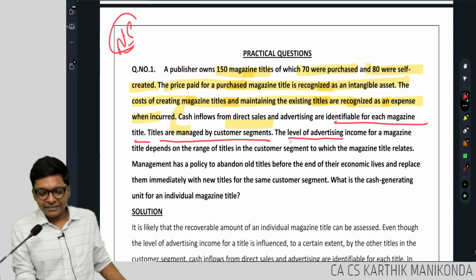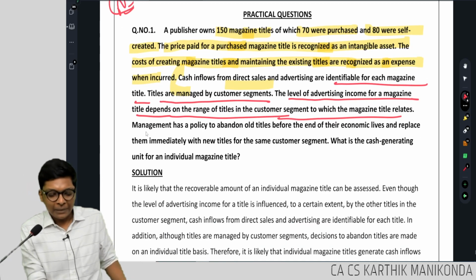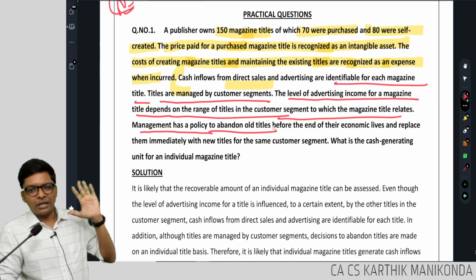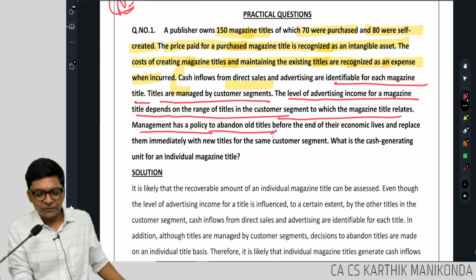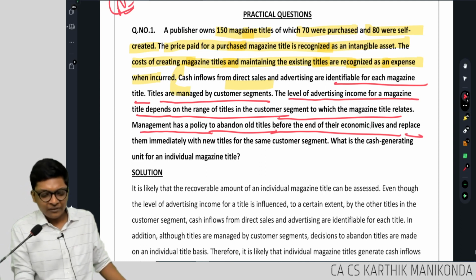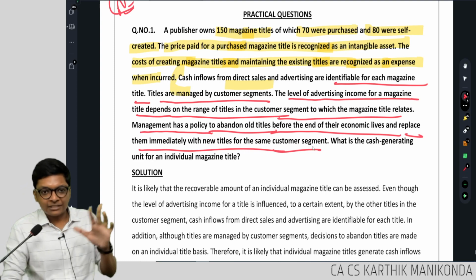The level of advertising income for a magazine title depends on the range of titles and the customer segment. Okay, all this I know already. Management has a policy to abandon old titles. Old magazines, nobody is reading. So, you want to abandon old titles before the end of the economic life and replace them with new titles for the same customer.